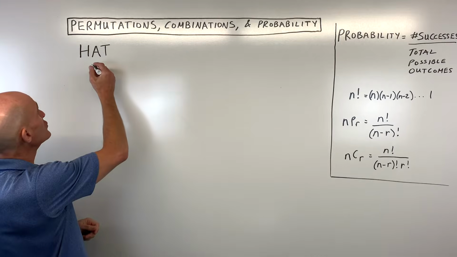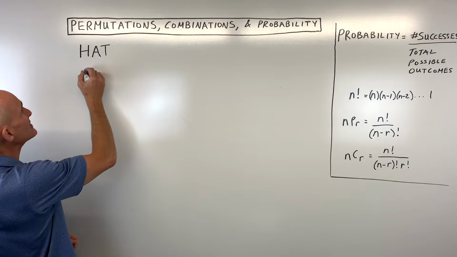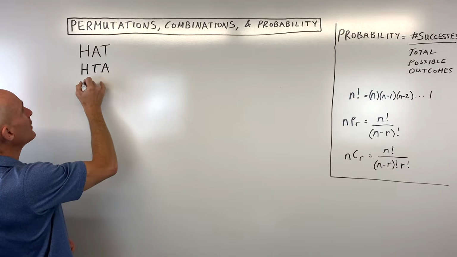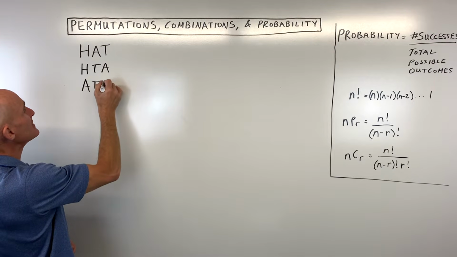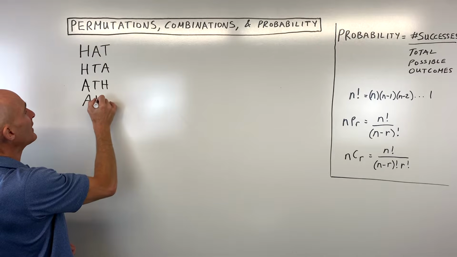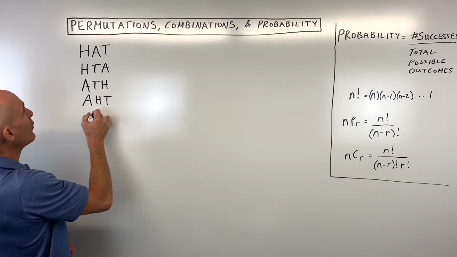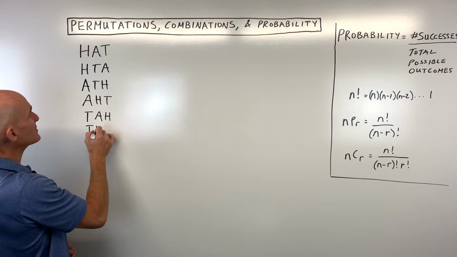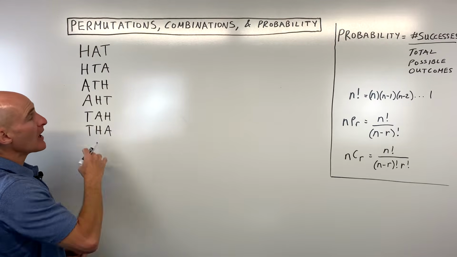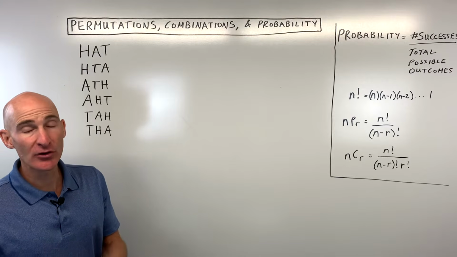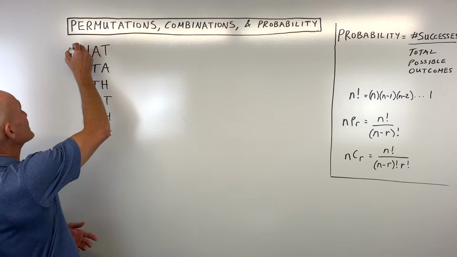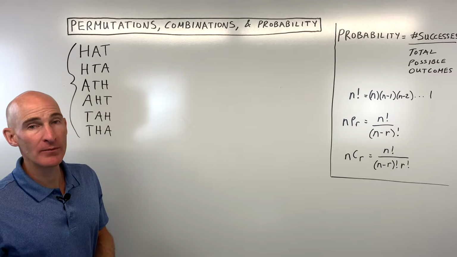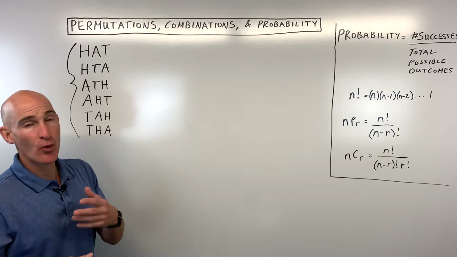Now, let's go ahead and do it by hand so we can see H-A-T. We could also write it as H-T-A. We could do A-T-H or A-H-T. Or what else? T-A-H or T-H-A. And those are the only possibilities. So sometimes this is referred to as a sample space, basically showing you all the possible outcomes. But these are the permutations, the orderings.